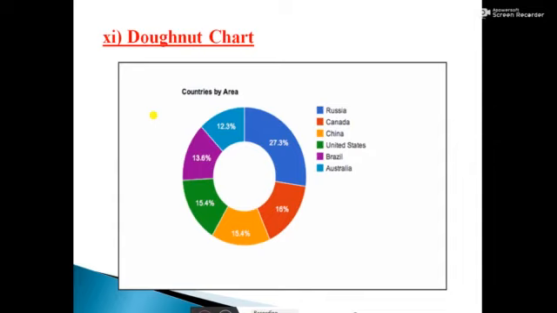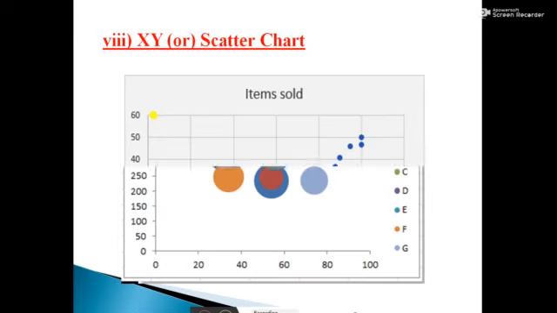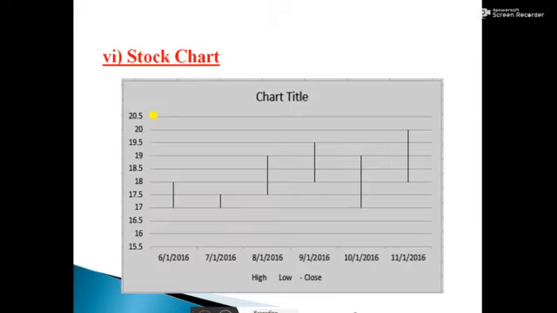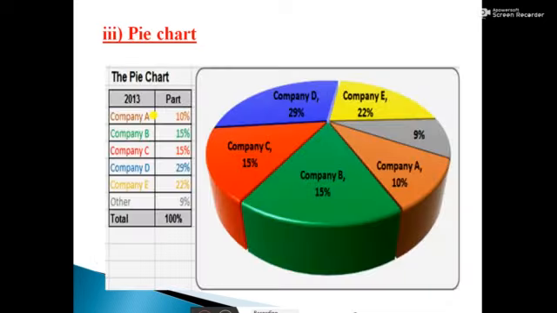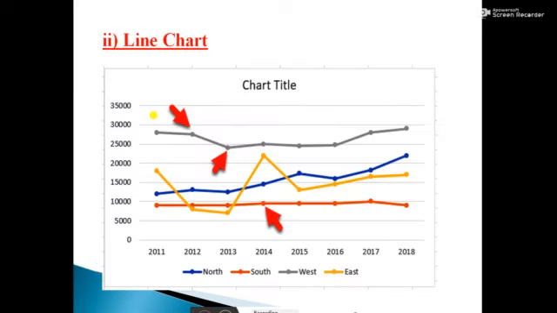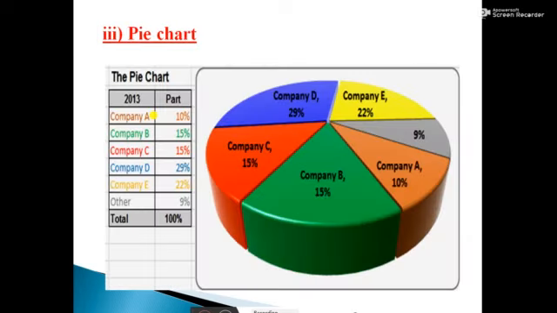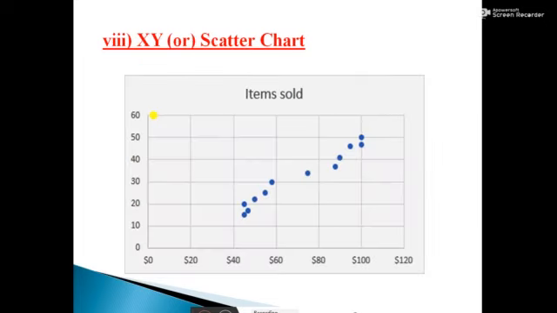Did you understand, students? So how many types of chart did we discuss? 11 types of chart. So what are they? Donut chart, surface chart, bubble chart, XY or scatter chart, radar chart, stock chart, area chart, bar chart, pie chart, line chart and column chart. Okay. So the next topic is creating a chart.